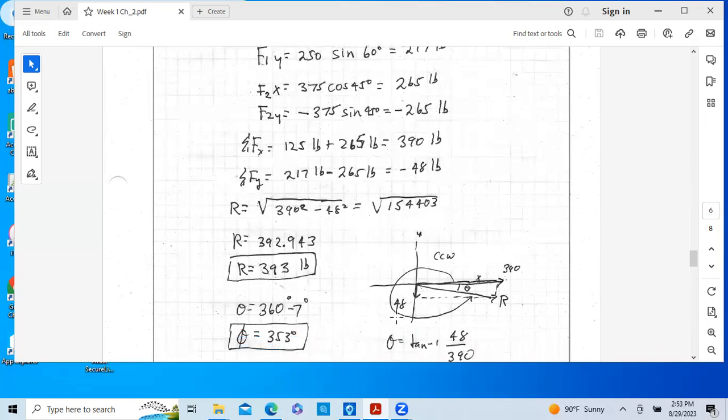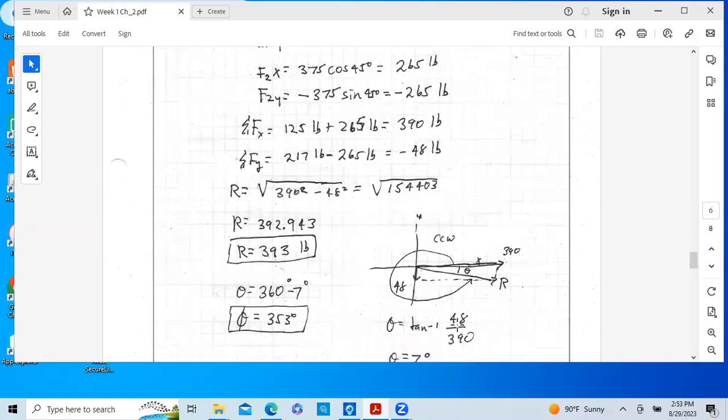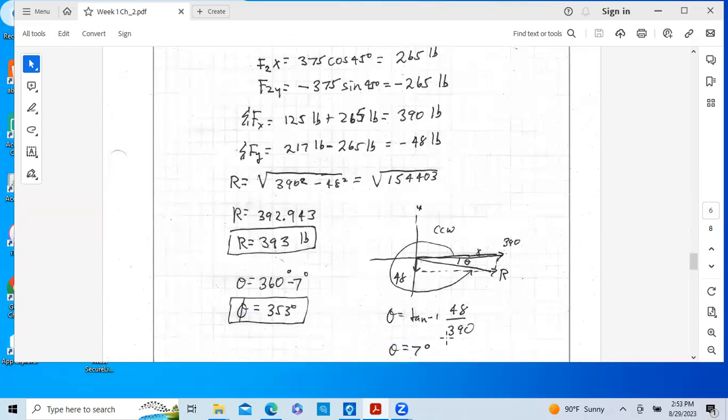So I calculate somewhere out in here. I can sort of roughly plot it as a resultant. Theta is the inverse tangent of 48 over 390, y over x. And so 7 degrees. And so you write your answer, 393 pounds, theta is 7 degrees, and this is how you sketch it.